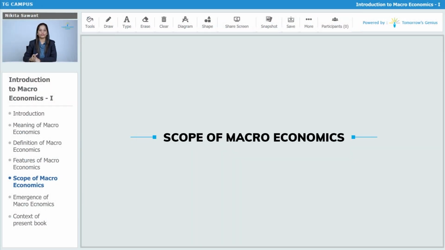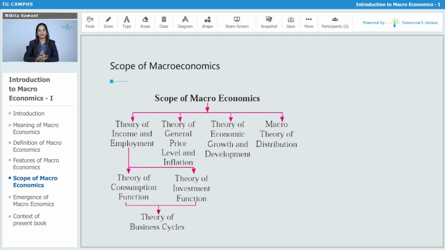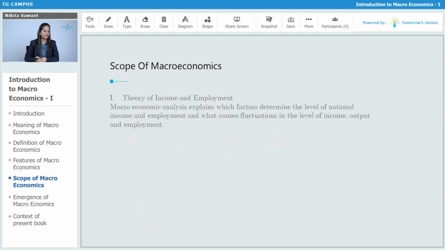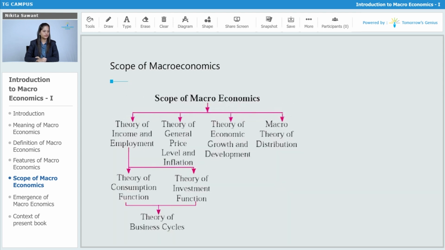So let us start with the scope of macroeconomics. So what is the scope of macroeconomics? Macroeconomics is further divided into these theories, which you can see. The first theory is the theory of income and employment. As the name suggests, we will be learning about income and employment. This particular theory is further categorized into two parts.